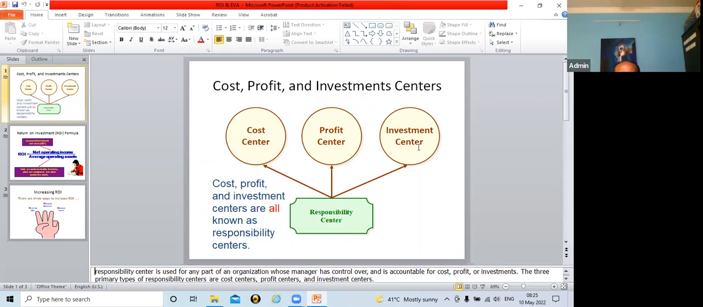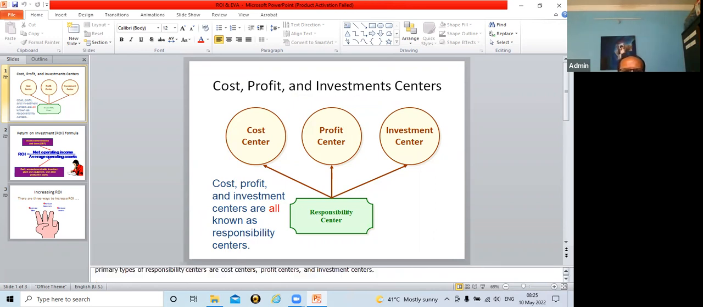So investment center: whatever investment you are putting in the form of machinery, raw material, and method, that has to be utilized in an efficient manner, in an effective manner. If you are not using this investment in an efficient manner, then it will indicate that your investment is idle. The company is not using investment up to the mark. So that kind of objection will be raised by the auditor.